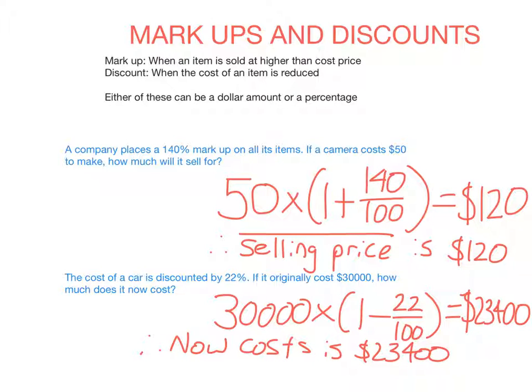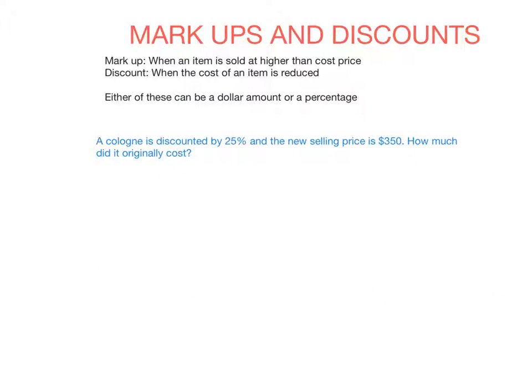Now what we're going to do is look at an example where you don't know the original price and you're going to use the markup or discount to find the original price. So please pause the video and copy this down if you need. Okay, in this one, we're saying a cologne originally cost a certain amount, it was discounted by 25%, and the selling price is $350. So again, you're finding the original price. You're finding what price, when you discount by 25%, gives you $350.